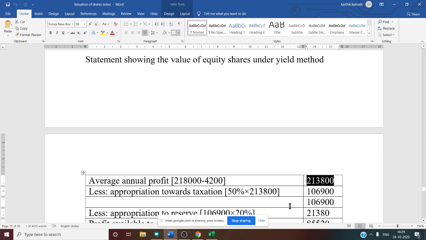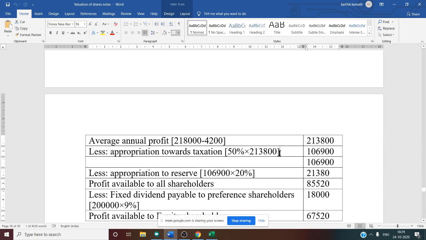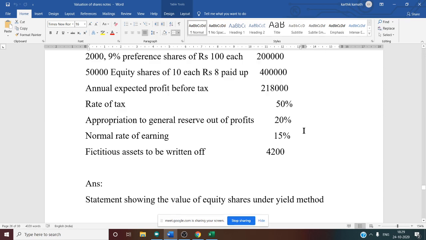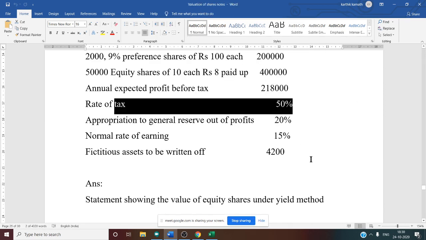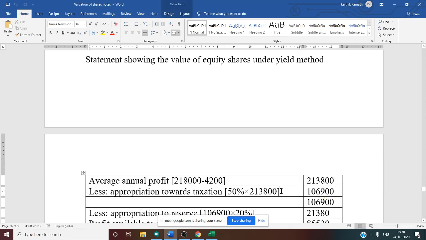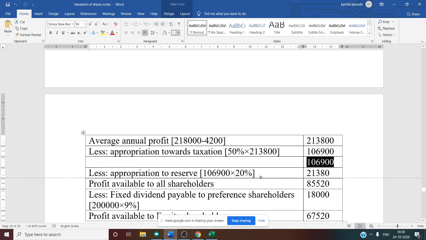So average annual profit is 2,13,800, less appropriation towards taxation. The tax rate is given in the problem, 50%. So on AAP take 50%: 2,13,800 into 50% is 1,06,900, that is half of the amount. So the remaining balance is 1,06,900. Again there is a deduction, that is appropriation to reserve.